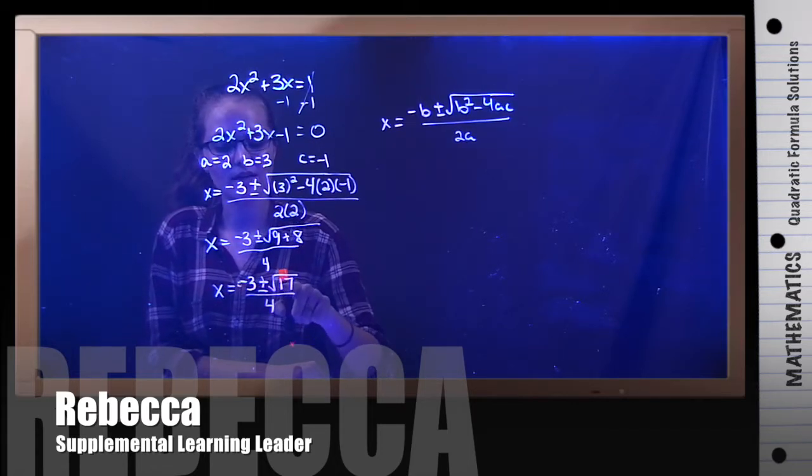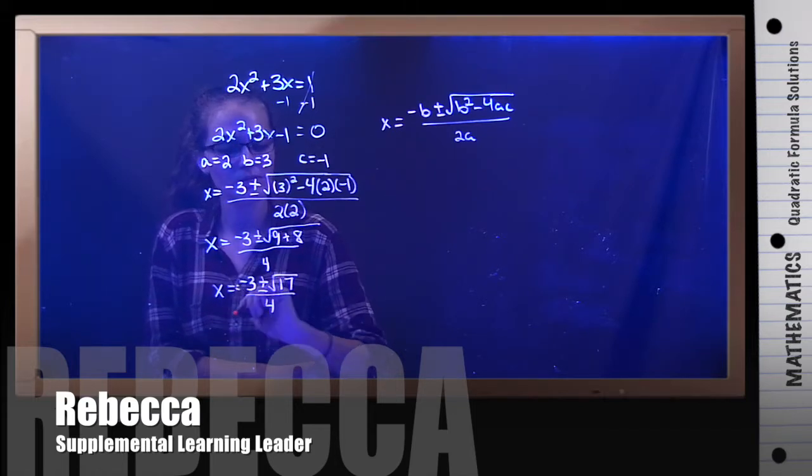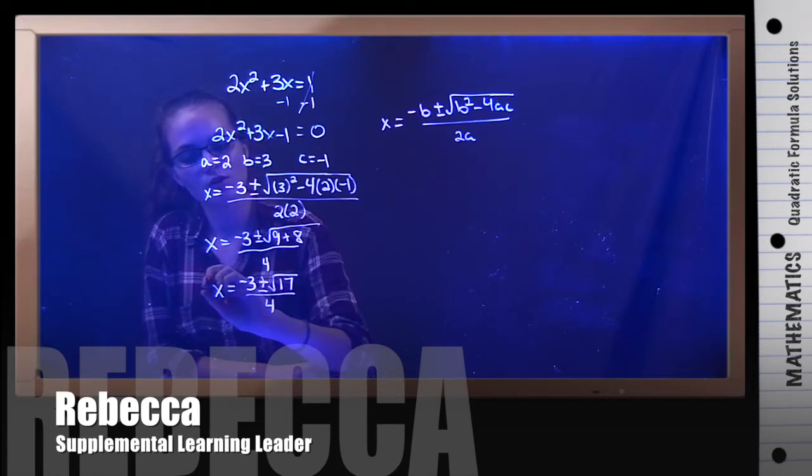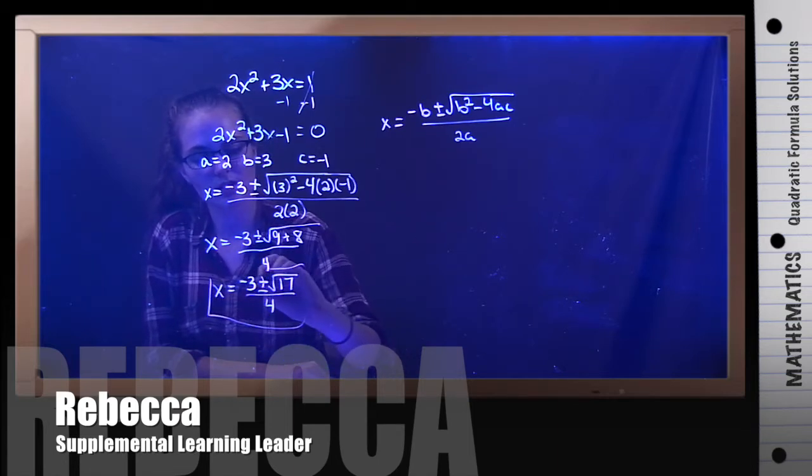And we can't simplify the square root of 17 because 17 is a prime number, and there's nothing else that looks like it can be simplified. So it looks like that is our final answer.